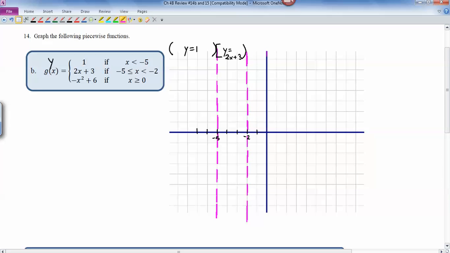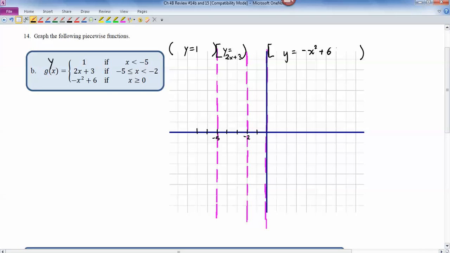So my other part is everything bigger than 0. So I'm just going to draw a dotted line next to 0 there. And on this side of the picture, everything from 0 and up, I want this graph to look like y equals -x squared plus 6. Okay, so that's what I've got. So now it's just a matter of, well, let's graph each chunk.